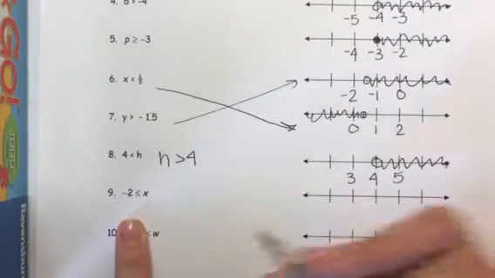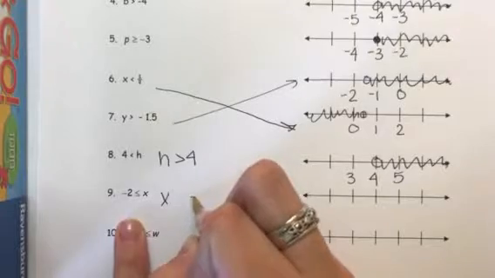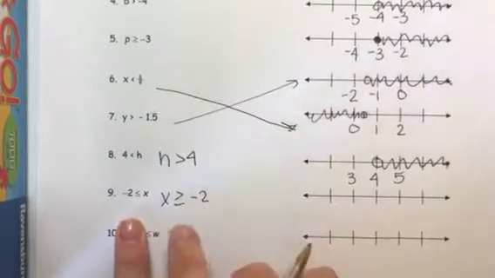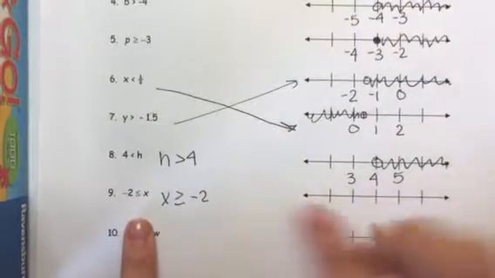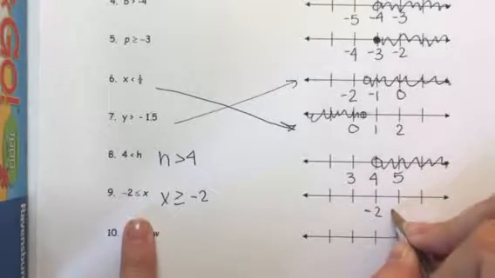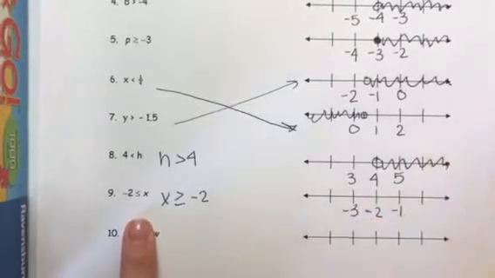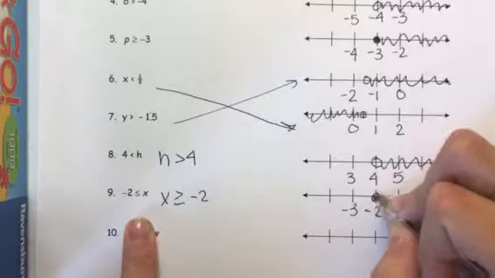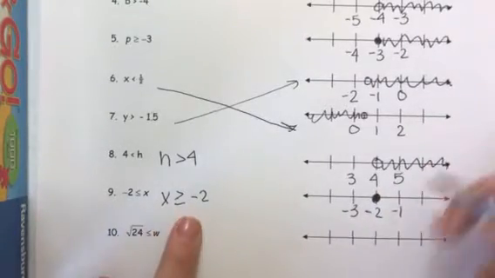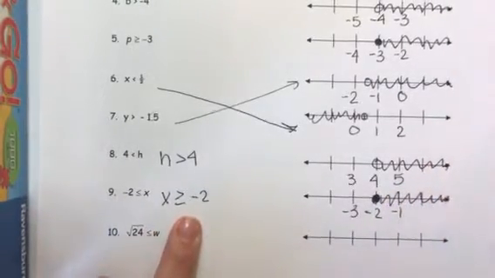Number 9, again, we need to rewrite. So when we rewrite this, we also need to change the direction of the inequality sign. We need -2, -1, and -3. This is going to be a filled in circle, and we should be shaded to the right.